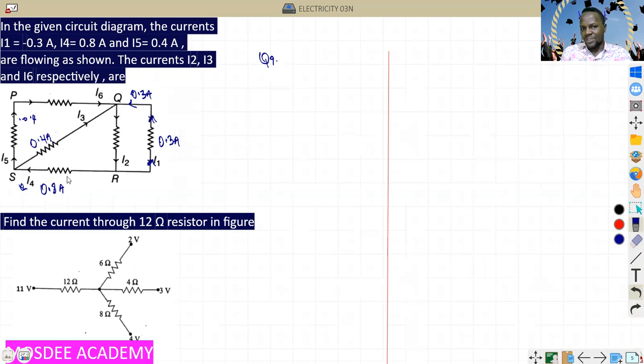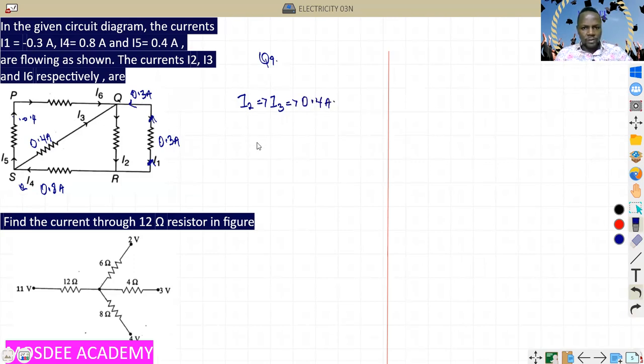What I did here is 0.8 is coming, as it reaches here, 0.8 is supposed to be flowing, but something happened, only 0.4 was moving here. So what happened here is that 0.4 of this has come through this, and it's coming like this. So I can say directly that I2 is equals to I3, which is equals to 0.4 amps. Just need to be careful.